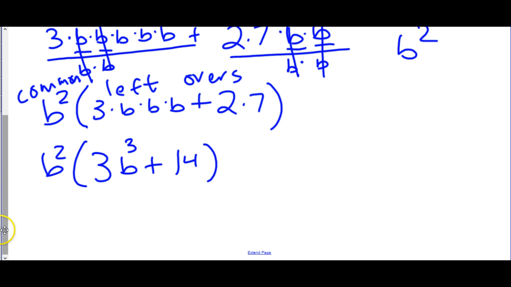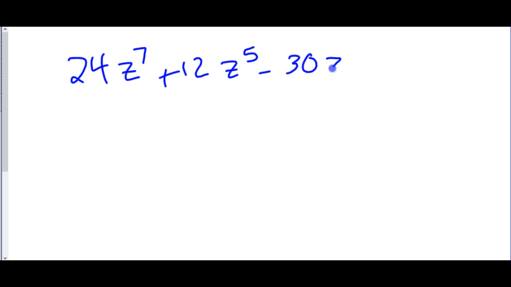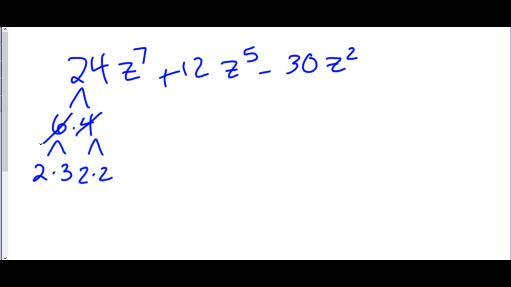So one last example just for some more practice. 24z to the 7th plus 12z to the 5th minus 30z squared. Again, we start by breaking down the number. Things that multiply to be 24 are 6 and 4. 6 is 2 times 3. 4 is 2 times 2. Again, we don't use the 4 and the 6 because they got broken down.